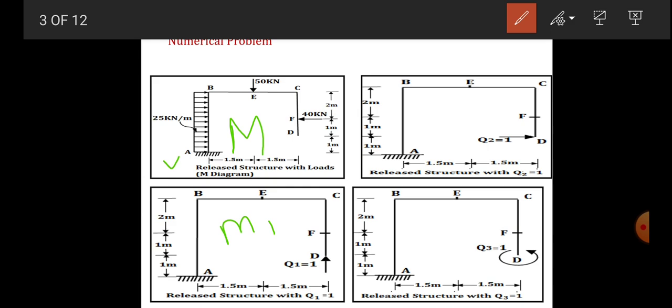Then apply the unit force in the direction of the second redundant, Q2 is equal to 1. Remove all the loads and keep A support as it is. So this is a release structure with Q2 is equal to 1, or we call it the M2 diagram. And next is the next redundant Q3 or moment MD. Apply the unit force along the moment. So Q3 is equal to 1. Remove all the loads. So this diagram we call as M3 diagram. So these are the release structures, and these are useful to do the displacement analysis.